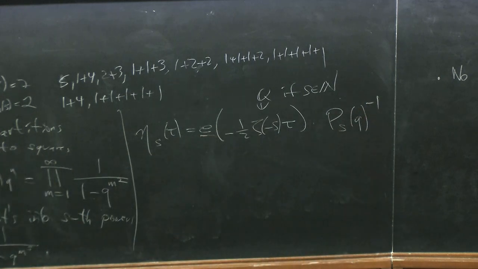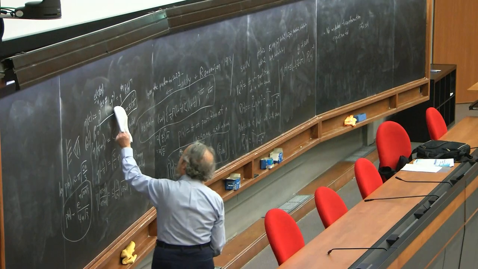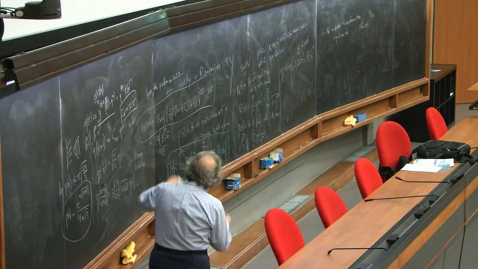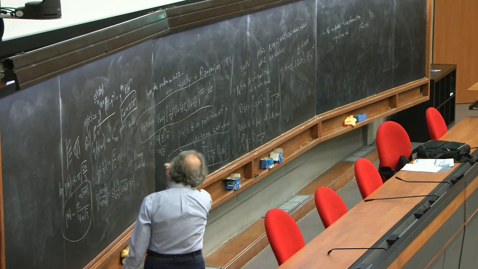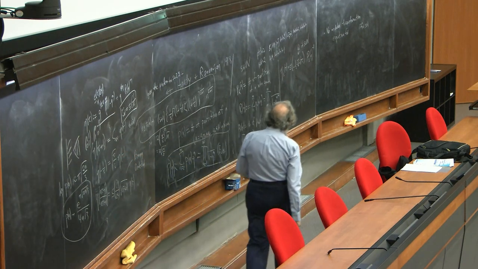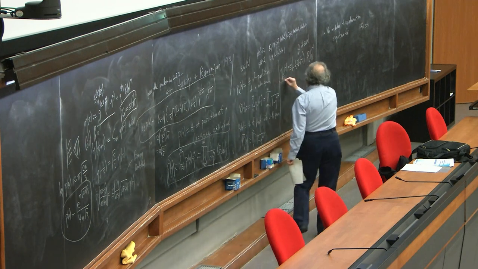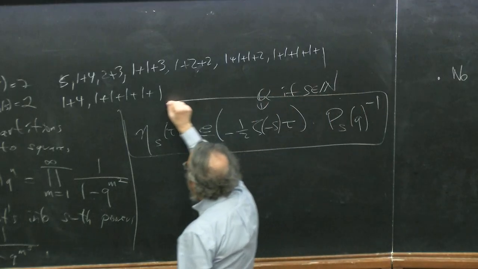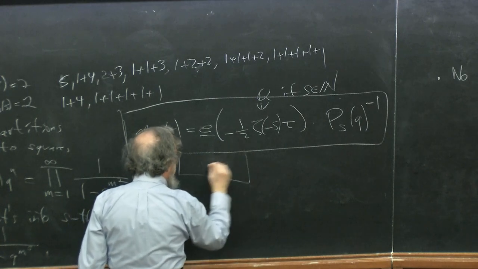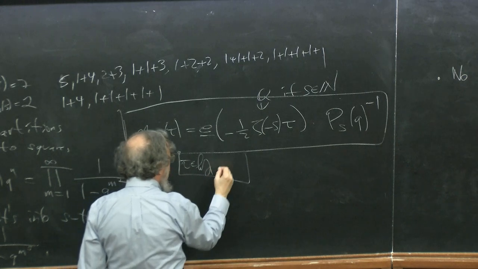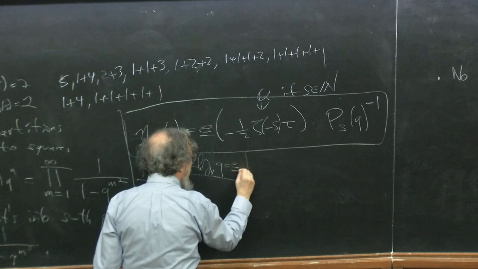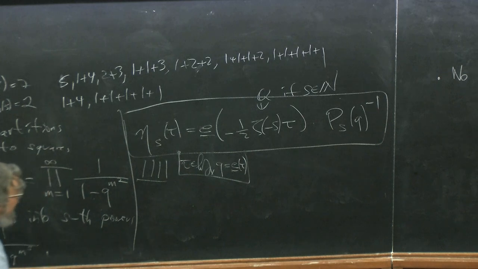The P_s of q inverse looks artificial because in the definition of eta there is no inverse. But in P_2, I put in the inverse because it's the generating function of the P_2. So the natural multiple form is eta, and P_2 is actually the reciprocal. So it turns out that this is always a good correction factor. Here, the notation will be the same as before. Tau is in the upper half plane, which means complex numbers with positive imaginary parts. And q is always e to the 2 pi i tau.